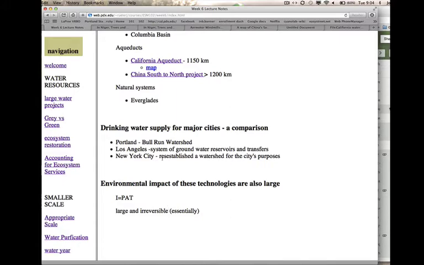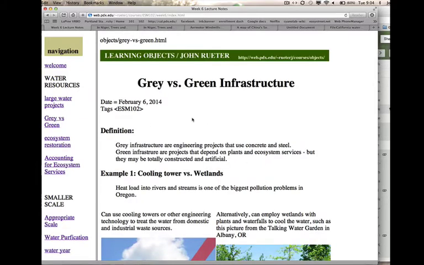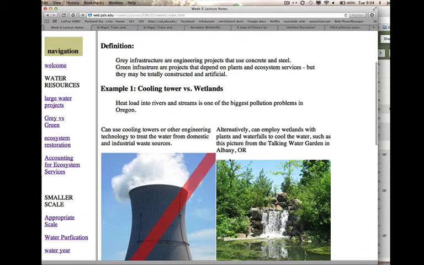So one way to think about changing this is to go from large dams and concrete projects to trying to use more green infrastructure. Gray infrastructure is engineering that might use a lot of concrete and steel. Green infrastructure is where the projects depend on the plants or the ecosystem processes. We'll be talking about accounting for ecosystem services in just a second.